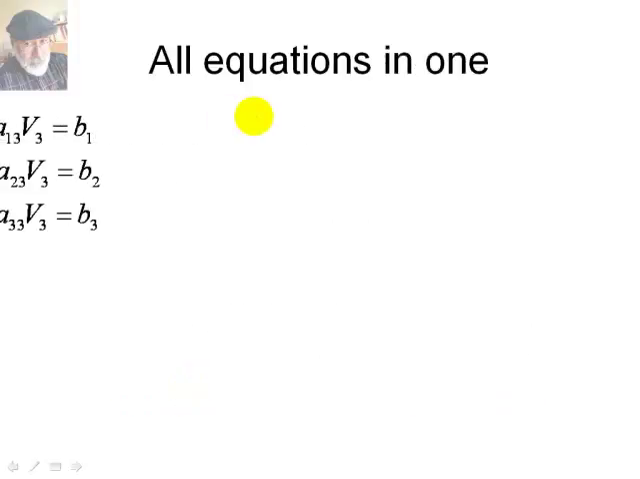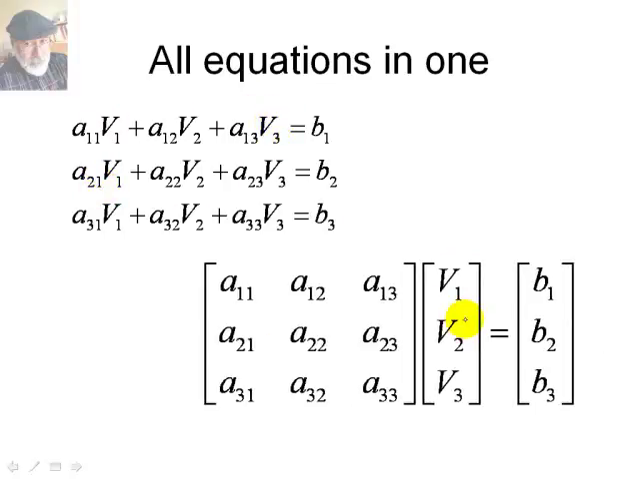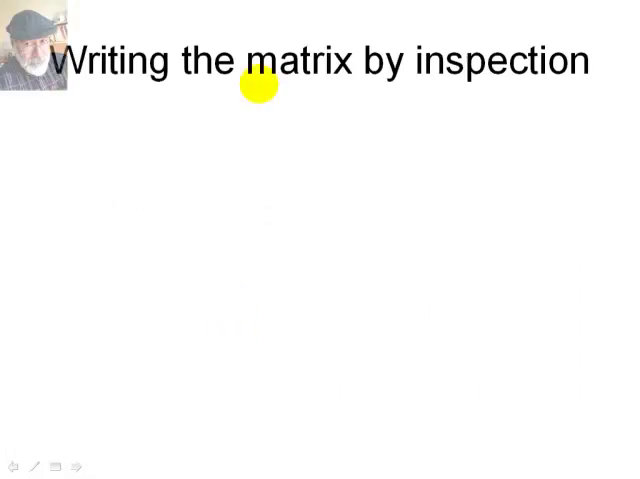All equations in one. So let's take the system of equations KCL1, KCL2, and KCL3 and write them in matrix form. We write a matrix of the coefficients of the unknowns V1, V2, and V3 and multiply it times the vector of unknowns, like so. That is equal to the vector of independent terms. And we know how to enter this in the calculator and solve for V1, V2, and V3. Let's see what is the actual form that those coefficients A11, A12, A13, etc. take. We will learn how to write those coefficients by inspection of the circuit. Writing the matrix by inspection.